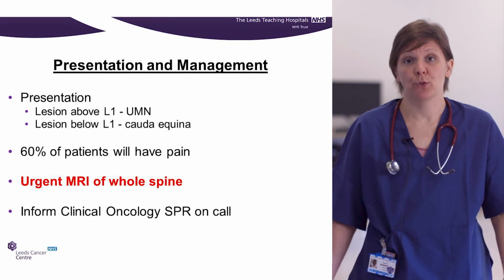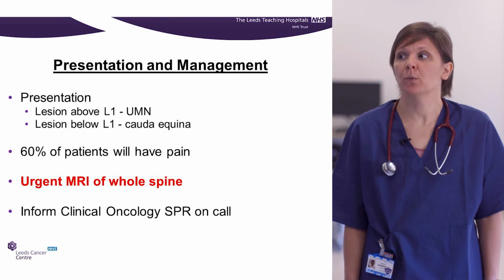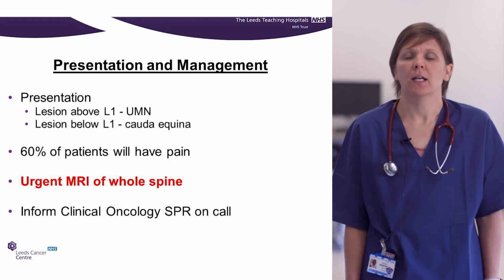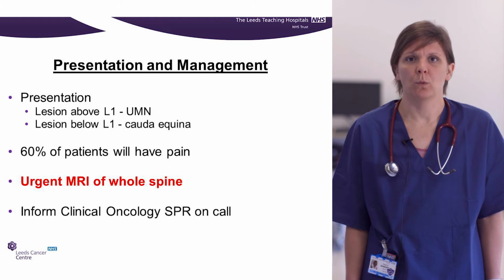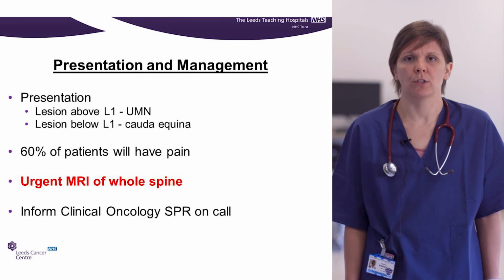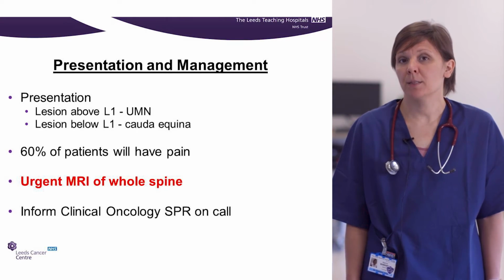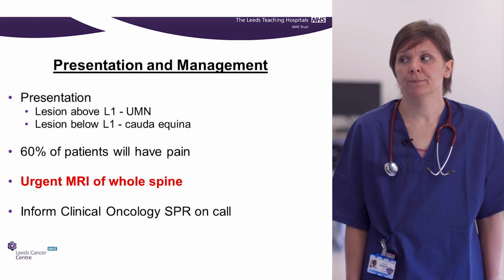So how do these patients present? A patient who has a lesion which is above L1 will present with upper motor neuron signs. A patient with a lesion below L1 will present with cauda equina. And I'd like you to refresh your memories on what the symptoms of an upper motor neuron and a lower motor neuron lesion present as. 60% of this patient group will have pain.